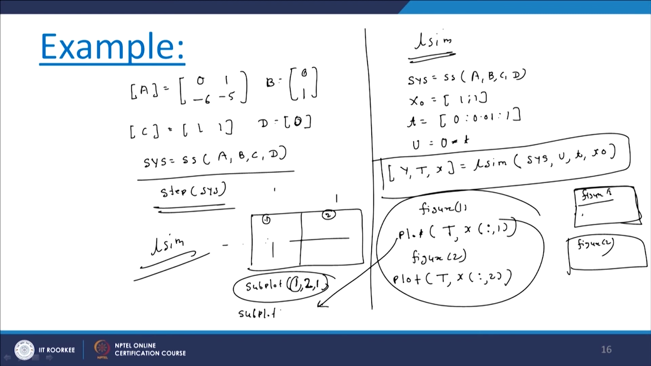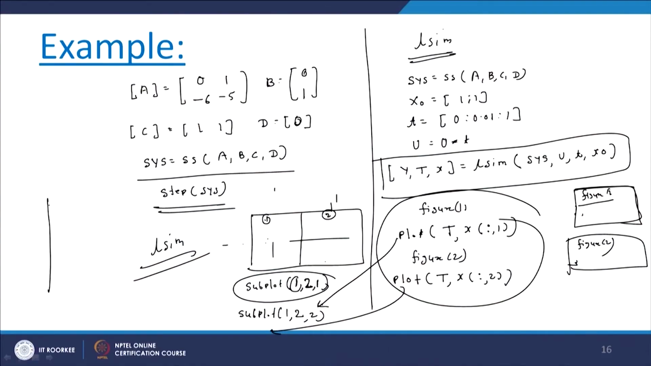If you want another result, subplot 1 comma 2 means 1 row, 2 columns, and the second position, and again if you write the plot command, you will get the result of this here. That means we can plot the results in the same window or a different window. Similarly, we can also get the result in this window position by means of the subplot command.